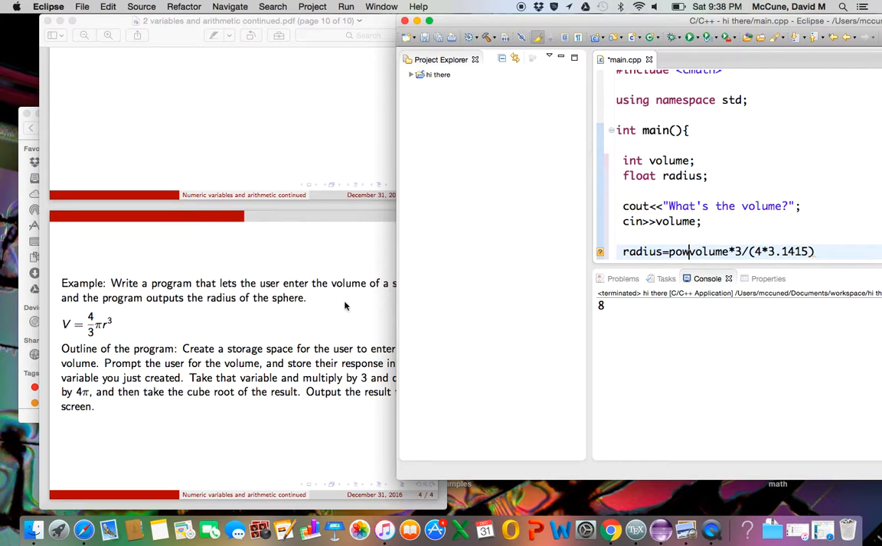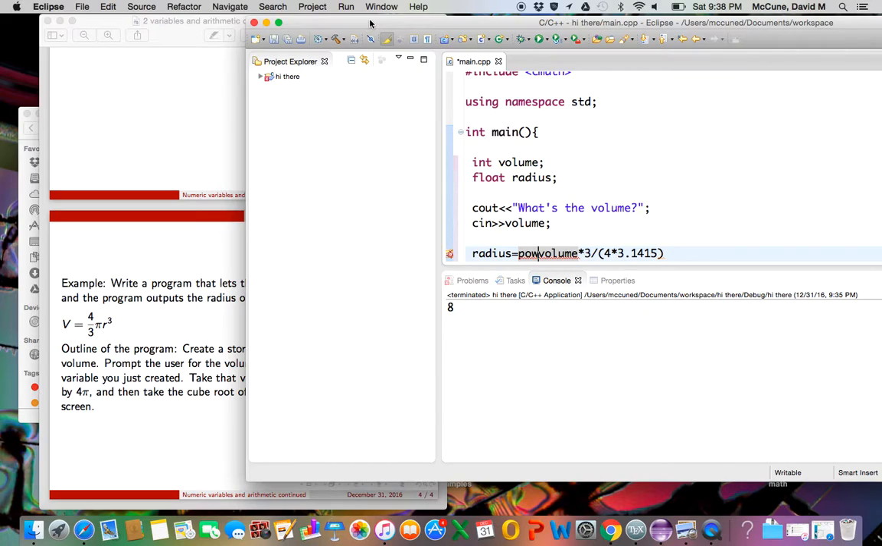And the way that you can take a cube root, recall, if you don't remember, is that cube root is the same thing as taking to a power of a third. So here we go. Volume has been multiplied by 3, divided by 4 pi, and the result of that you will take to the 1/3 power. That's how you can find a radius.